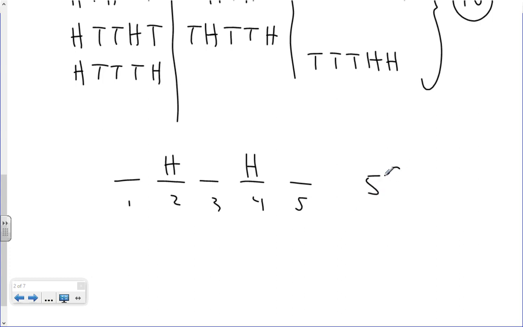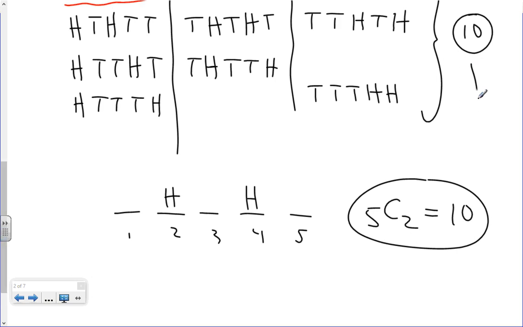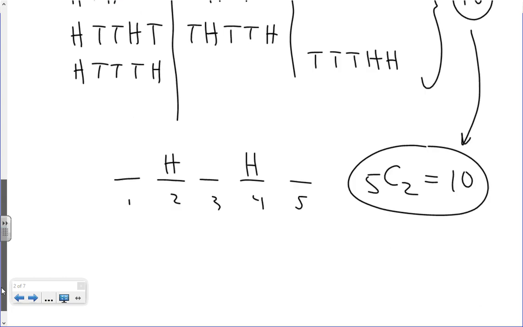This is 5 choose 2. You've got 5 spots to pick from. Pick the 2 to put the heads in. The other 3 will be the tails. And 5 choose 2 is in fact equal to 10. That is critical for us to understand, so that way we can easily figure out how many different ways of arranging these 2 heads and 3 tails are going to be. Let's put all that together then.